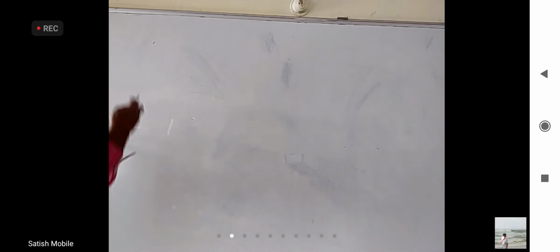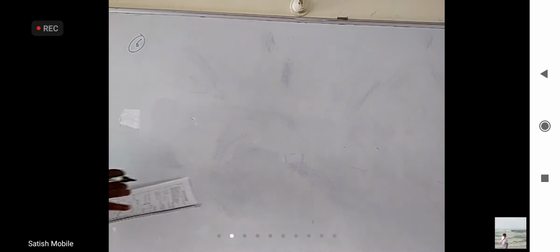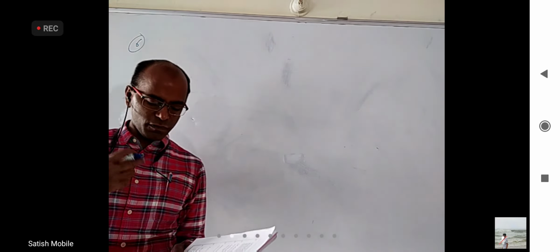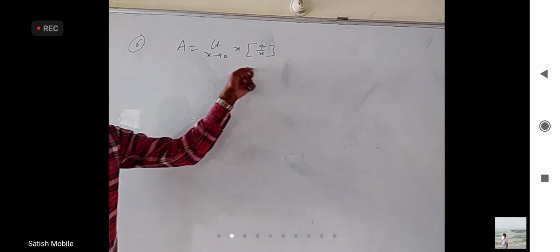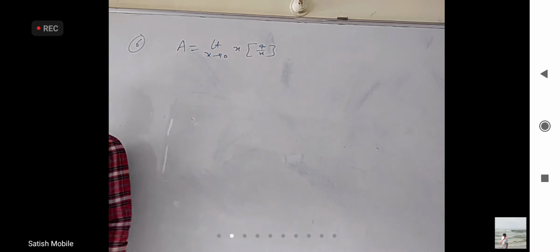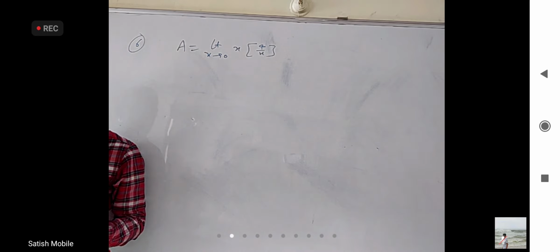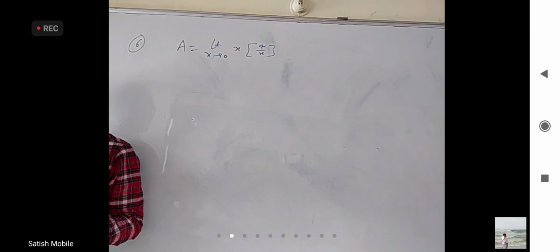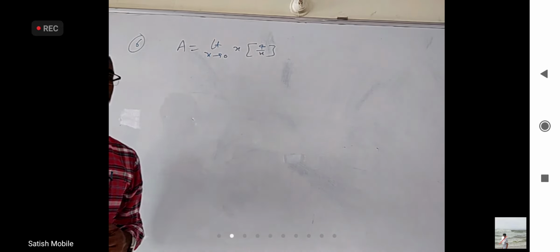Okay, sixth question. They asked a continuity question, but before that they asked a limits question, the same thing. They defined capital A as limit x tends to 0 of x into integer part of 4 by x. Anybody want to tell what is the answer for this limit? Recently only we discussed in limits. What is the answer for this limit?